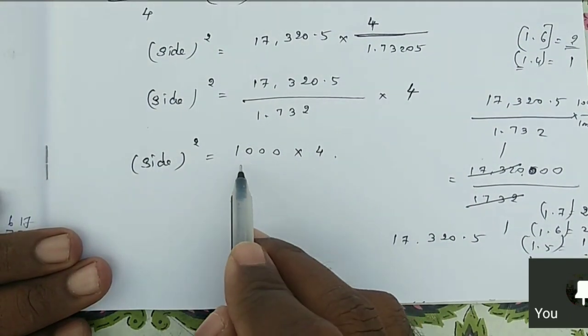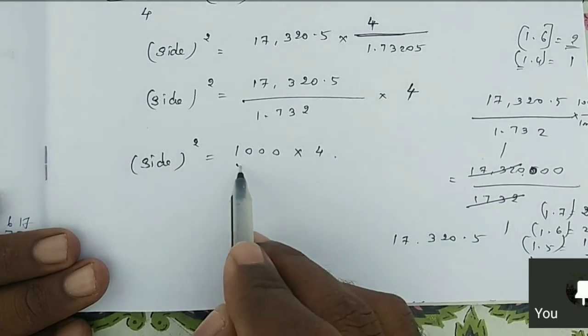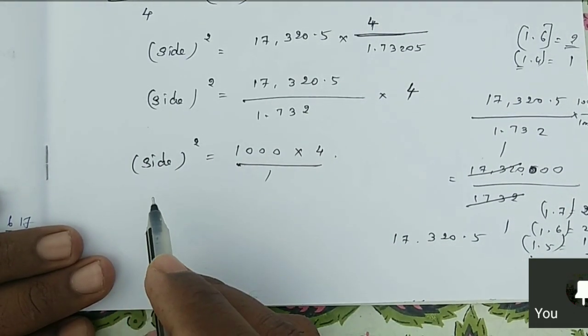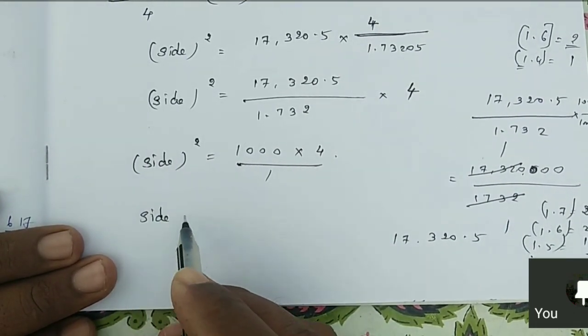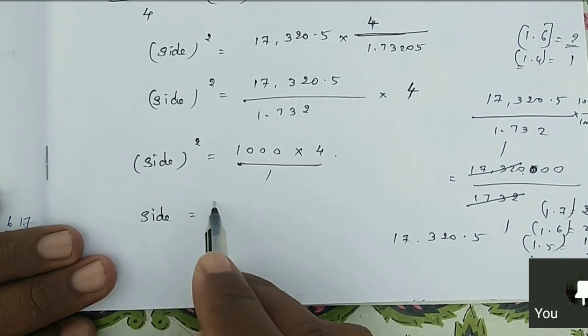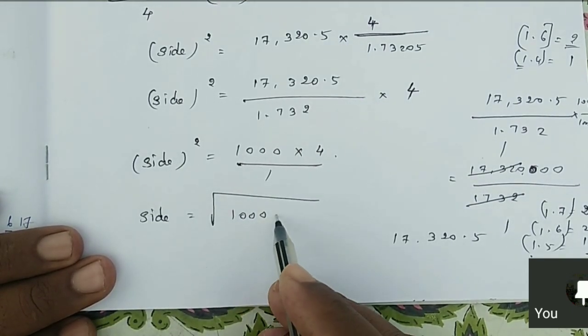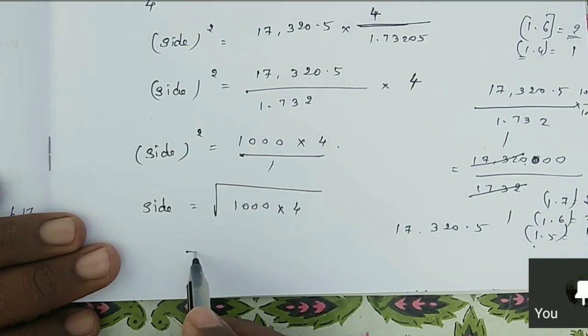Okay. Then divided by, as usual, we cancelled here. So divided by 1. So what are we supposed to do now? Side square is equal to... so we can write side is equal to square root of 1000 into 4, right?